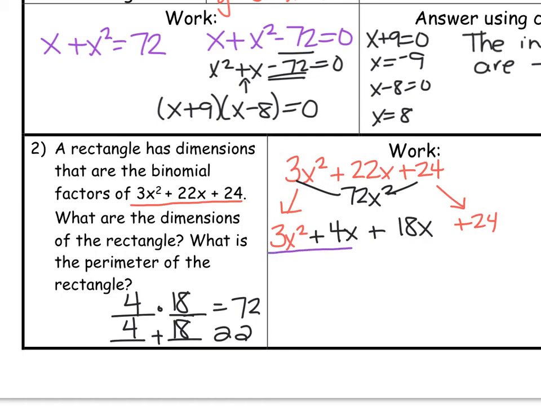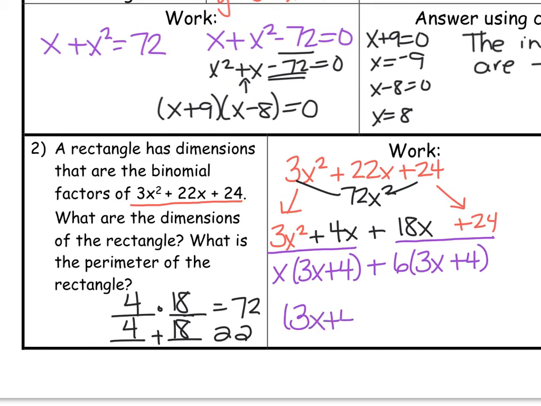So we are going to factor this binomial and factor this binomial. Out of 3x squared plus 4x, we can factor out an x, and we get 3x plus 4. And from 18x and 24, we can factor out a 6, and we also get 3x plus 4. So our first factor is 3x plus 4, and our second factor is x plus 6.